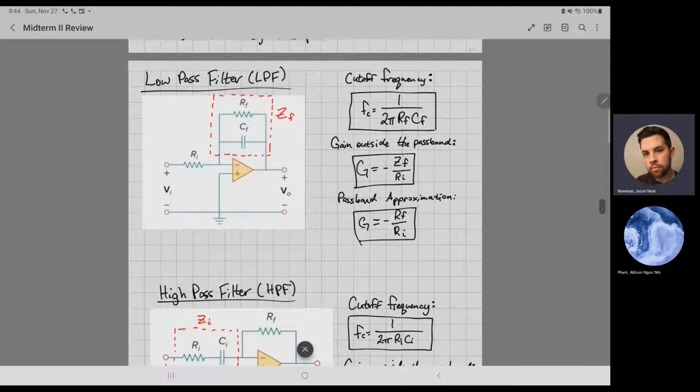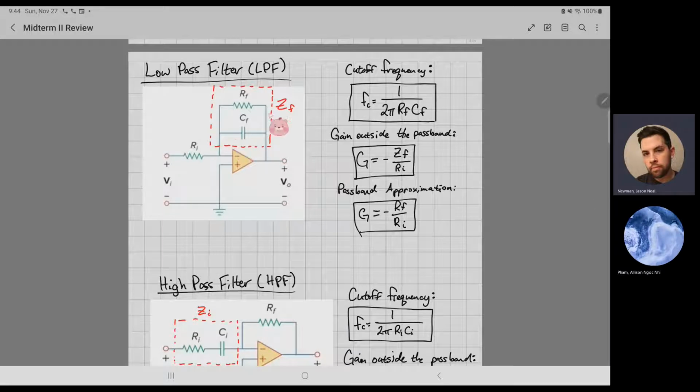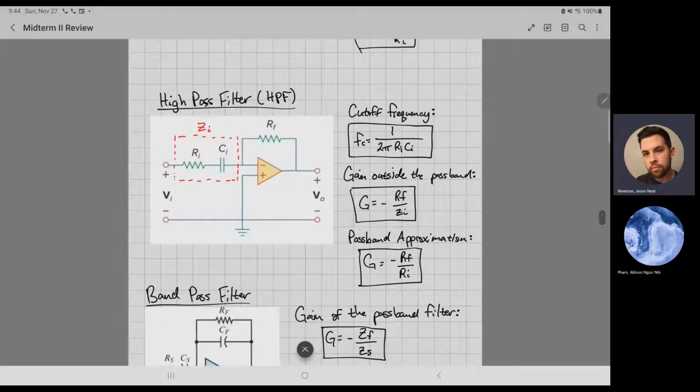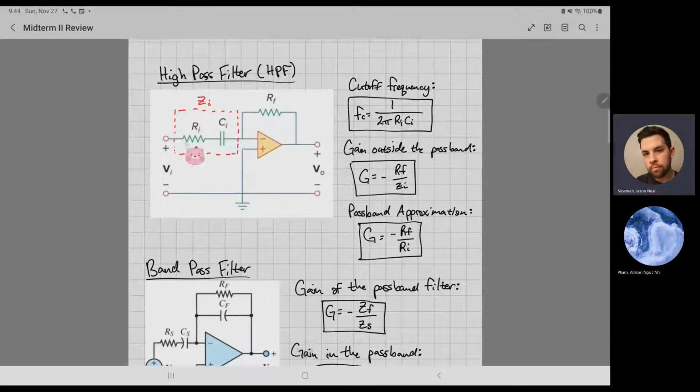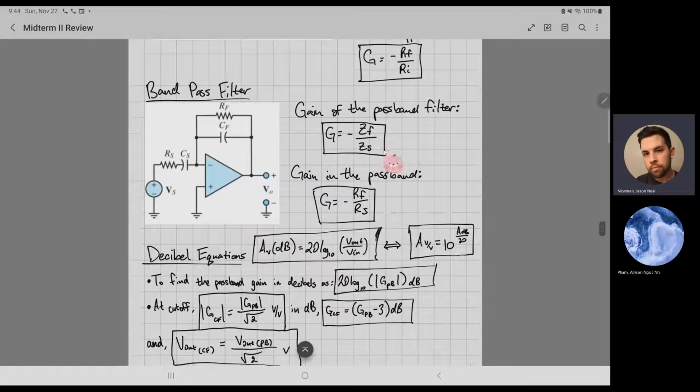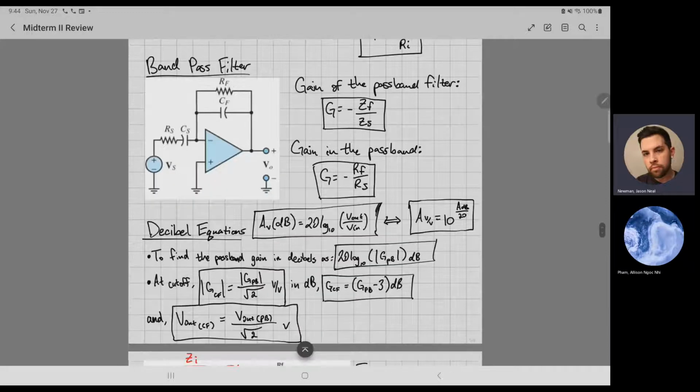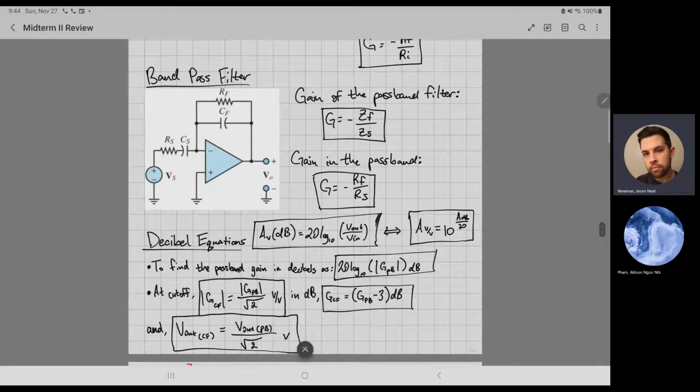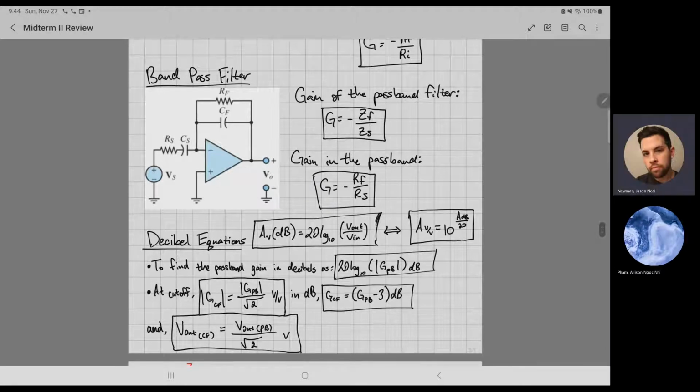Okay, let's talk about this real quick. So this is low pass filter, what it looks like. Here's the impedance ZF of the low pass filter. And here's the equations you should know that are associated with low pass filter. High pass filter, here's all the equations you should know. Here's the ZI, which is the impedance part of the high pass filter. And band pass filter, here's these equations you should know. And all of the decibel equations, which are pretty useful for this exam, I believe. When I took this exam, I needed to know these for sure.